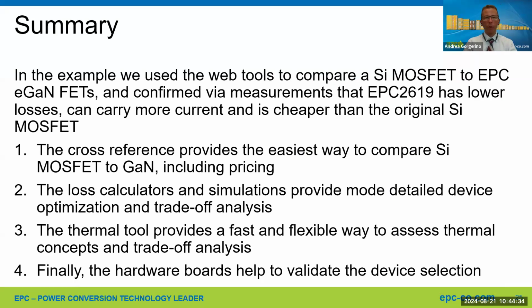So in summary, in the example, we basically went through all the tools to compare the silicon MOSFET with the GaN FETs. And at the end, we did confirm via real measurement that the 2619 in this case had lower losses, can carry more current, and is also cheaper. Remember the table from the original cross-reference tool versus the original silicon MOSFET, right? So these tools, just in summary, the cross-reference tool really is the easiest way at the beginning of your exploration of GaN to compare your existing silicon solution to GaN, and that includes pricing trade-offs, right?